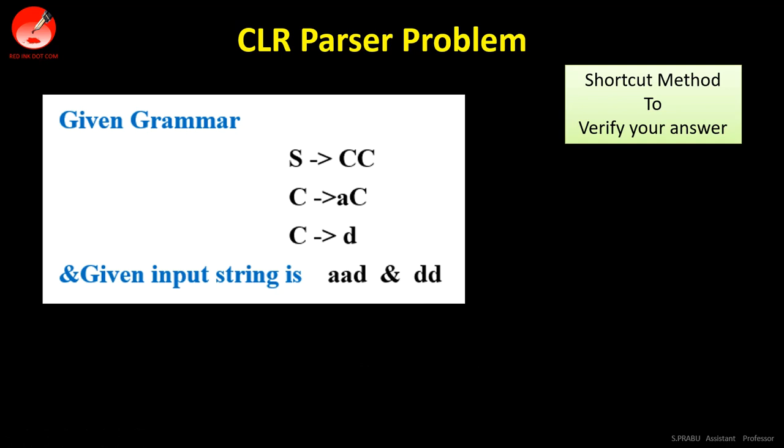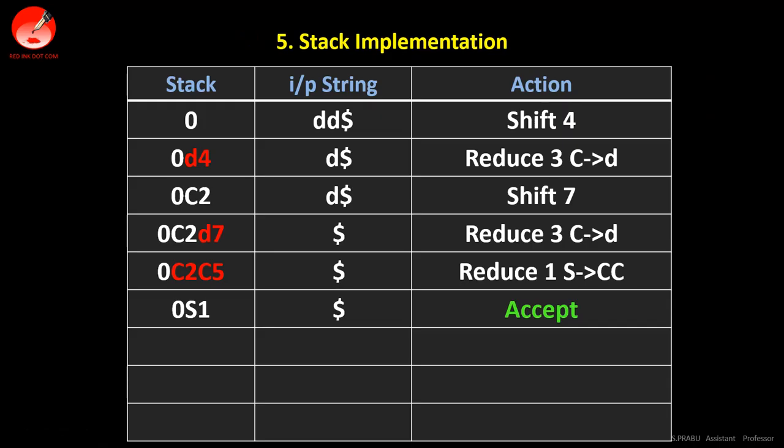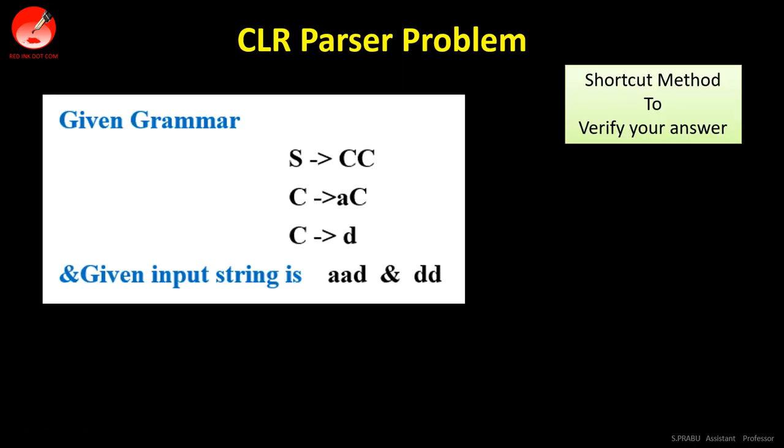In your examination, you can verify your answer by the following shortcut method. Before doing the stack implementation process, you should cross-check whether the given input string is valid or not manually. Try to reduce the given input string into starting symbol capital S. If I try this, small d can be reduced into capital C. This A and C collectively reduced into capital C. This AC can be reduced into capital C. So we cannot reach capital S. So the first input string is invalid.